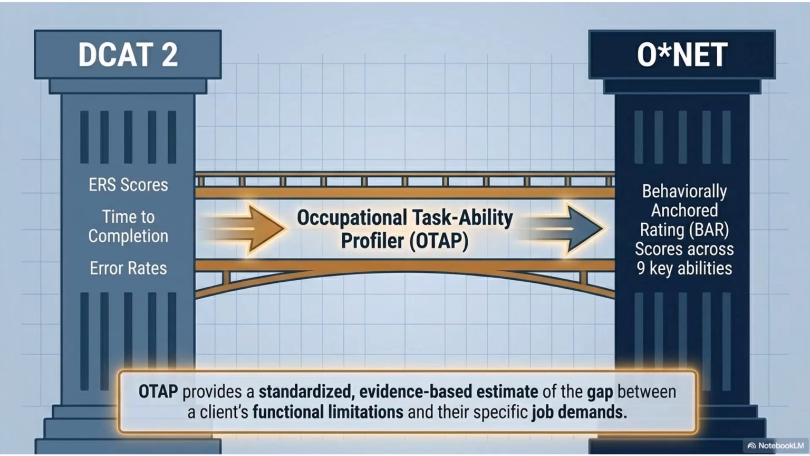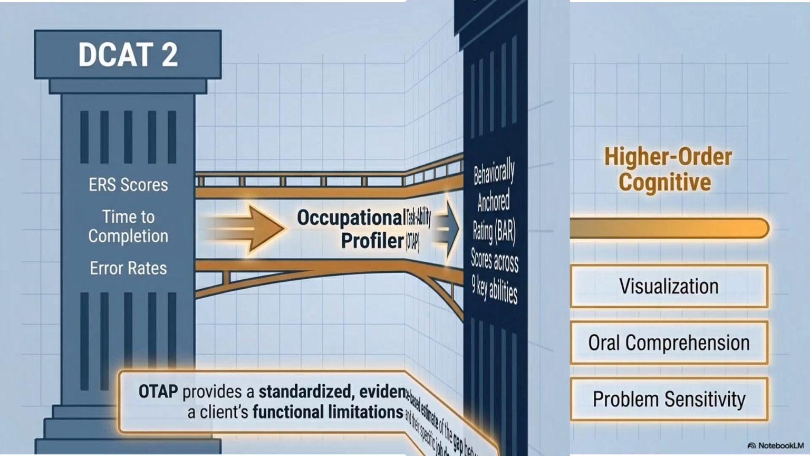So how do we connect the clinic to the economy? We use the Occupational Task-Ability Profiler, OTAP, to guide our decision-making. The OTAP acts as a bridge, taking the Employability Rating Scale, ERS scores, time to completion, and error rates from your DCAT-2 evaluations, and mapping them directly to the ONET behaviorally anchored rating scale scores. OTAP provides a standardized, evidence-based estimate of the gap between a client's functional limitations and their specific job demands.